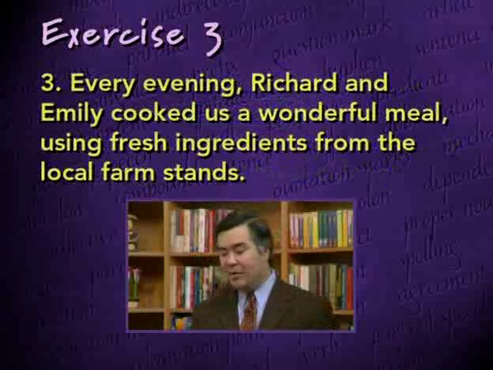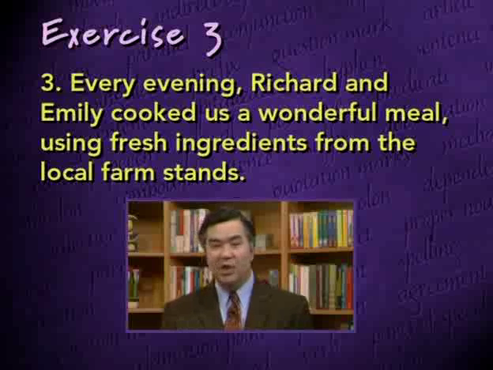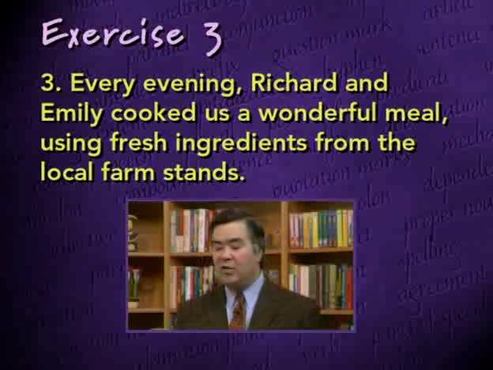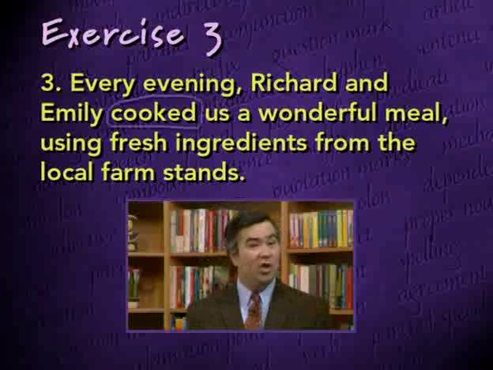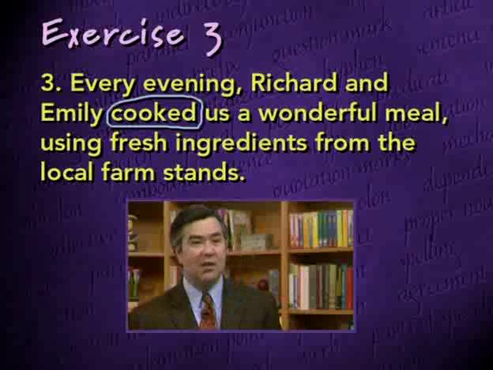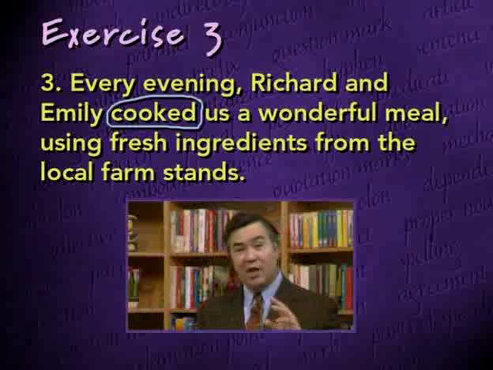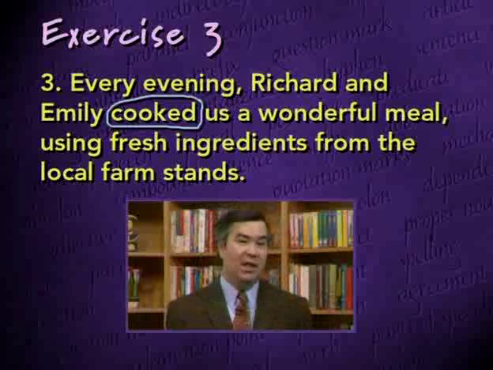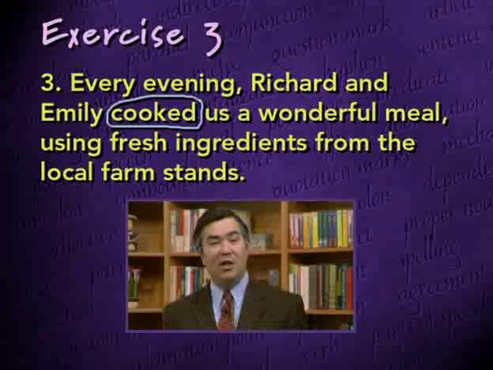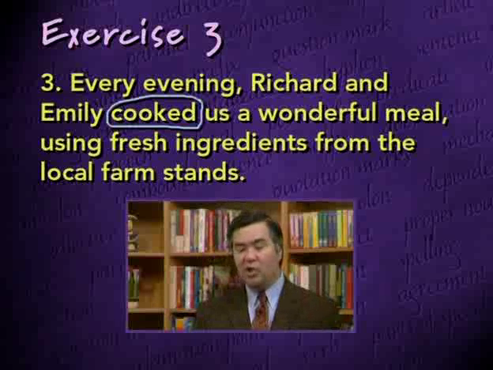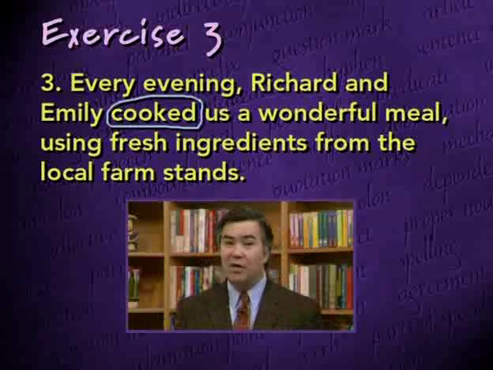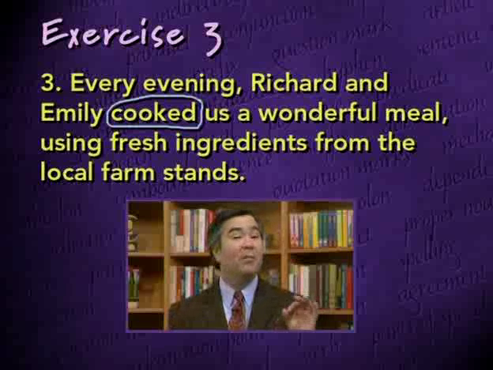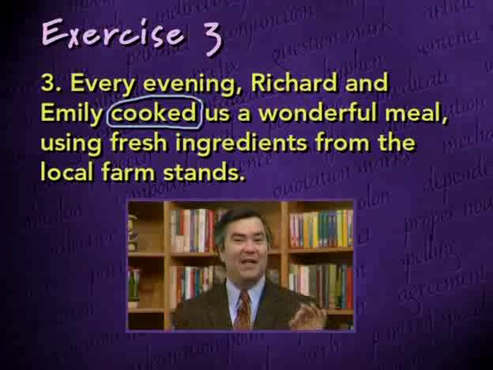Let's look at our next example. Every evening, Richard and Emily cooked us a wonderful meal using fresh ingredients from the local farm stands. What's the verb here? The verb is cooked. That describes the action of the sentence. Who or what did the cooking? Richard and Emily. They are the subject of the verb cooked, and it's, of course, a compound subject because there are two nouns there linked by the coordinating conjunction and. So Richard and Emily cooked. Now, what did they cook? That is, what's the direct object of the verb? What they cooked is a wonderful meal. So the noun meal is the direct object.